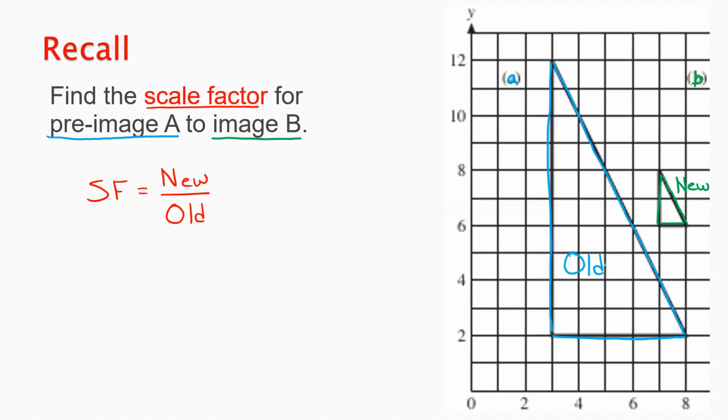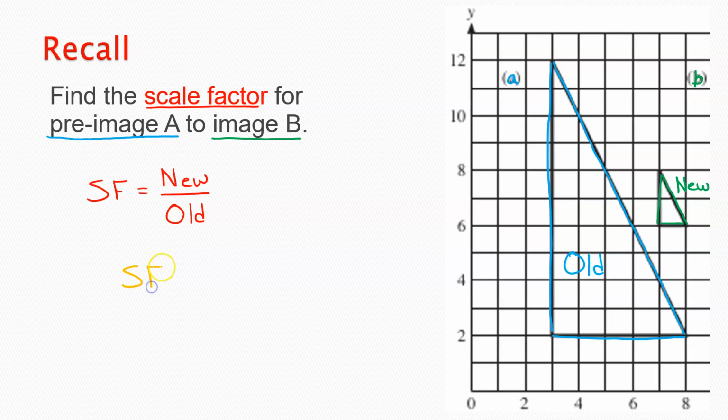So just by looking at it, we can say that going from the old one to the new one, going from my pre-image to my image, from A to B, it is shrinking. So my scale factor has to be a number between 0 and 1. If we're shrinking it, we have to have a scale factor between 0 and 1, something like 1/2, where we're cutting our pre-image in half, or 1/3, or 1/4. Well, let's go and actually calculate the scale factor.